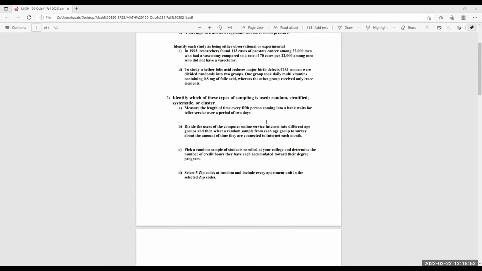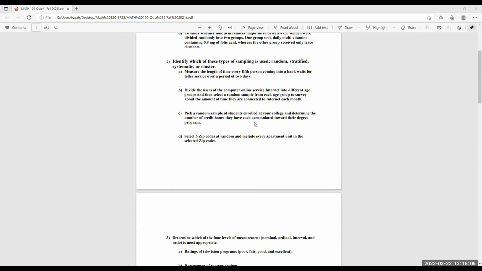Be careful. The type of the sampling, the first part, measuring length of the time every 5th. Because of the 5th, it is systematic. That's a systematic. This is part B that some of you missed. The difference between clustering and stratified: you should read it carefully to see which one it is.